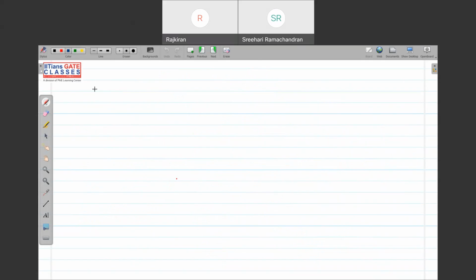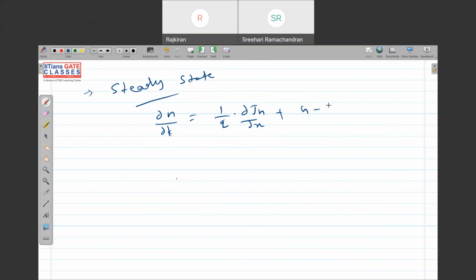Okay, so suppose there is a device in steady state. What do you mean by steady state? Suppose a device in steady state, we know del n by del t is equal to, what is the equation? 1 by q dJn by dx plus generation minus recombination, right?